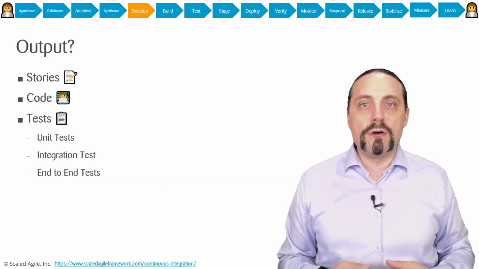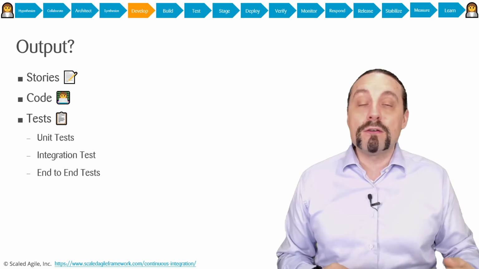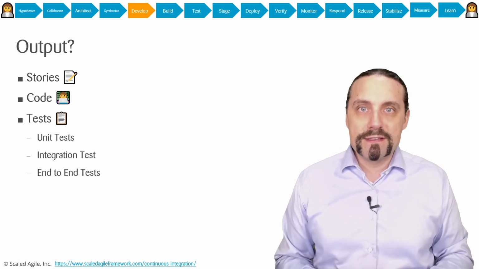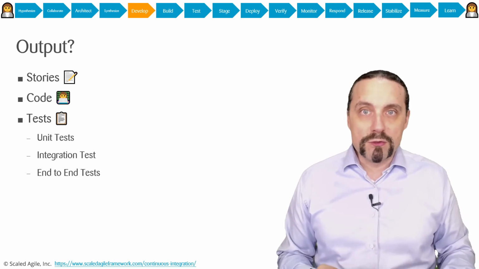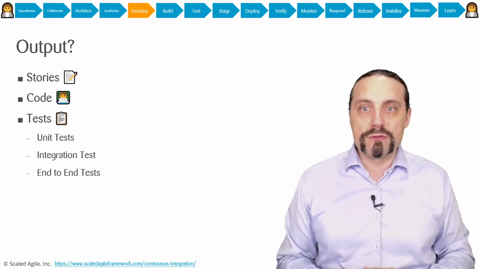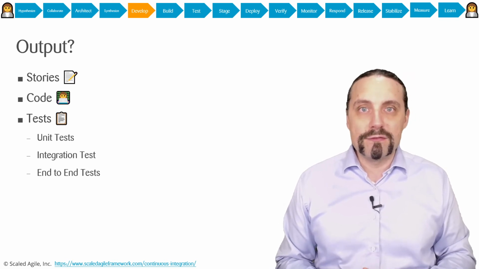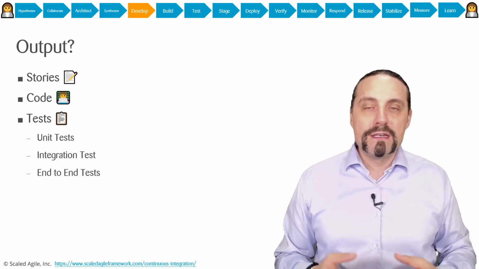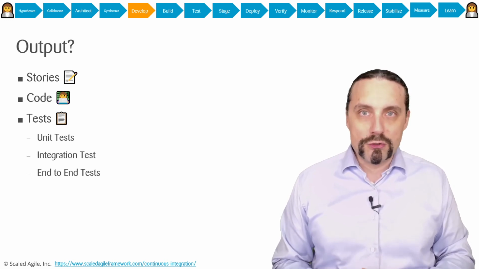The output of the develop step is that we have stories which are going to be implemented in the next iteration or the next sprint. These stories are refined together with the development team. We have, of course, also code which is committed into the source code repository, and for the code we have tests, unit tests, integration tests, and also end-to-end tests, which test the code which we have committed. So the output in the end of this step is code.